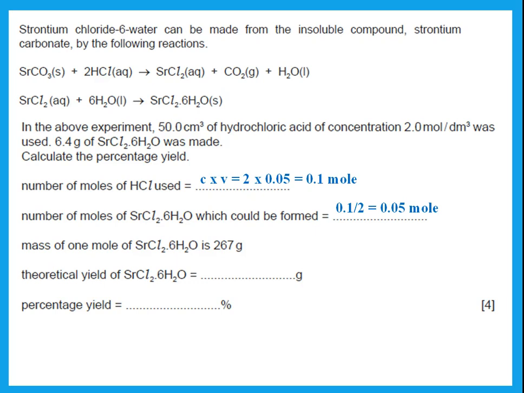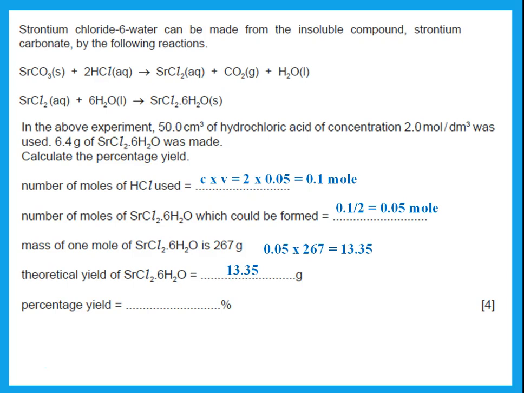Now he's saying mass of 1 mole of this is 267, so that is the MR. Now get the theoretical yield. Again, I'm going to remind you the word yield means mass. So we're trying to get the mass of strontium chloride that he should get. How do we get mass? Mass is number of moles times the MR. So we find that he was supposed to get 13.35 grams.